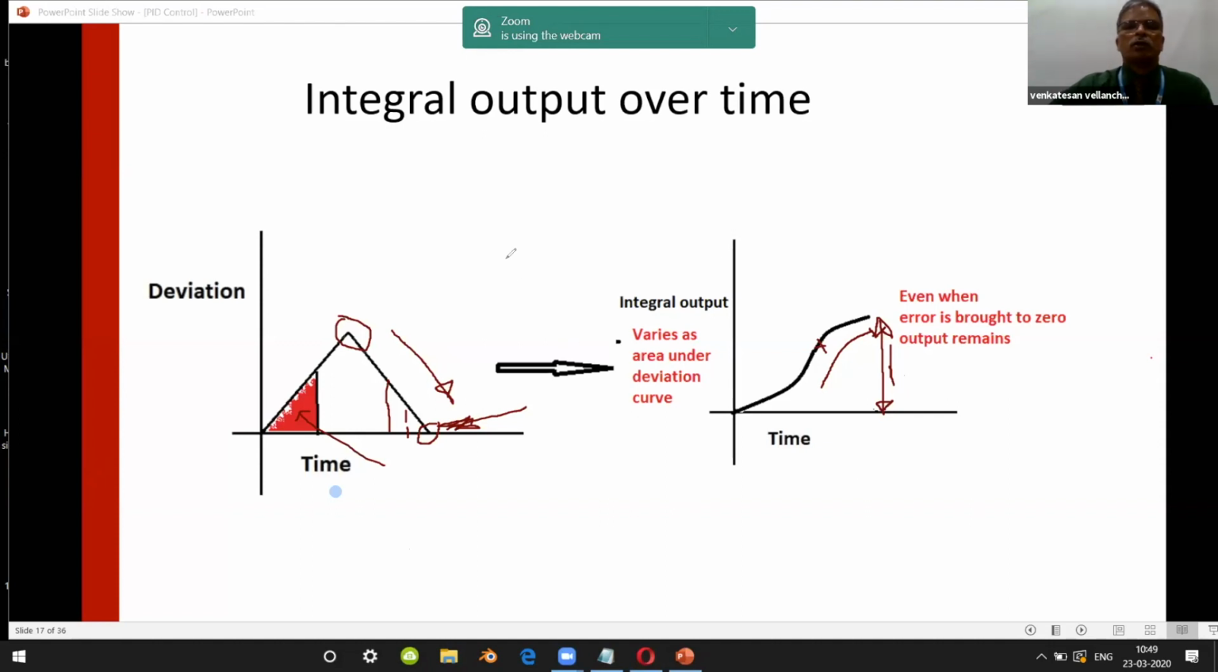So when will the output come down? When will this output start coming down? That will happen if the deviation goes on the other side. So the deviation goes to this side, then this value will start coming down. So once again, to repeat, the main difference is: in proportional control, zero error means zero output. In integral control, zero error does not mean zero output. It is capable of maintaining output even with zero error.